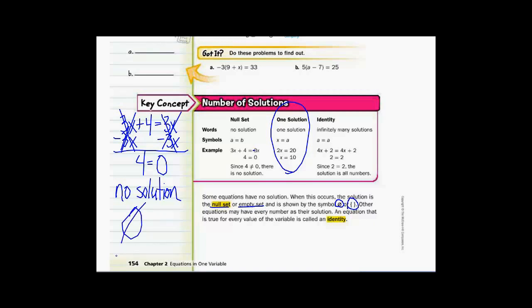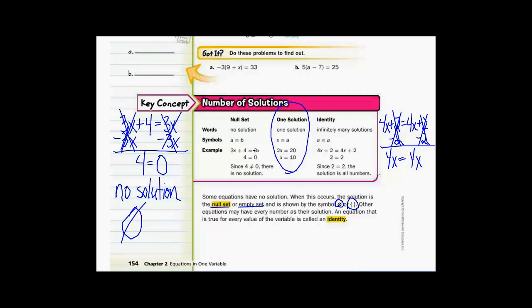All right, the only other thing that we need to talk about would be the ones for identity. So this is the ones where not only does it have an answer, but it has an infinite amount of answers. So if I give you 4x plus 2 equals 4x plus 2, right away your mind should pick up on the fact that this side is exactly the same as this side. So if I start subtracting, minus 2, minus 2, leaves me with 4x equals 4x.